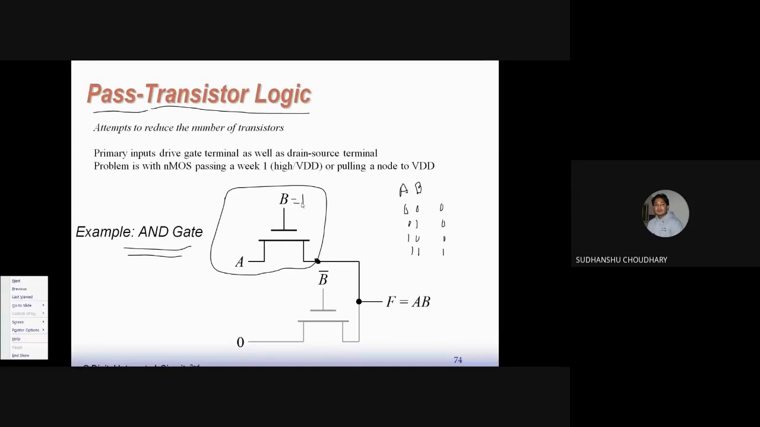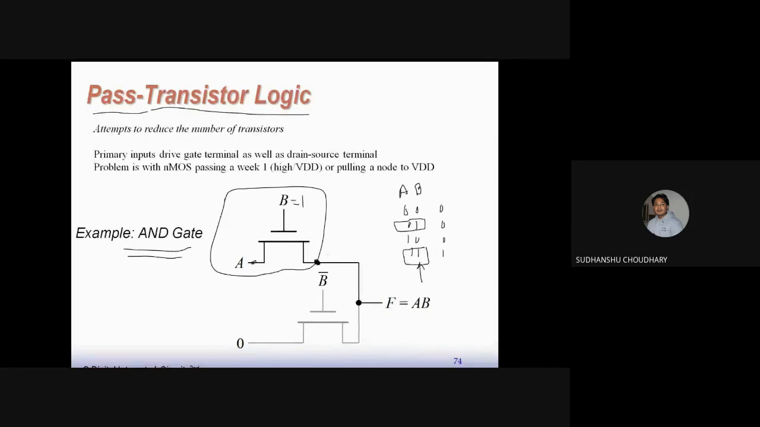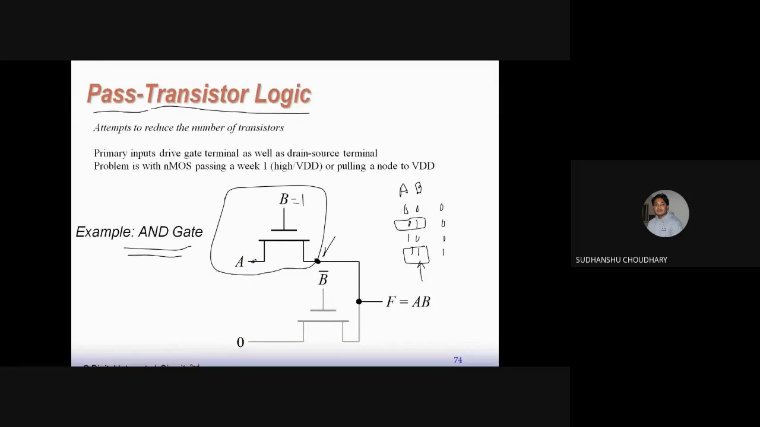So when B is 1, that is this condition, whatever you apply at A, that is at this point, will appear at this point. So when B is 1 and you apply 0 over here, 0 appears over here. You apply 1 over here, so 1 appears at this point.